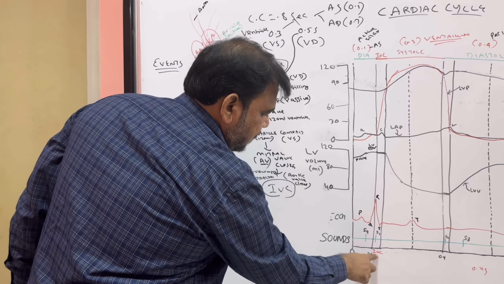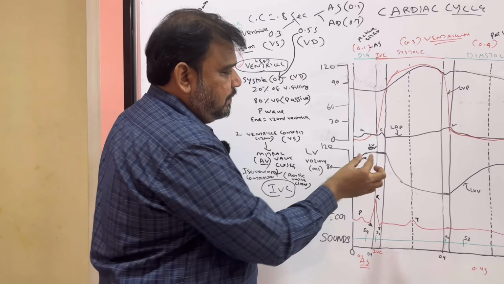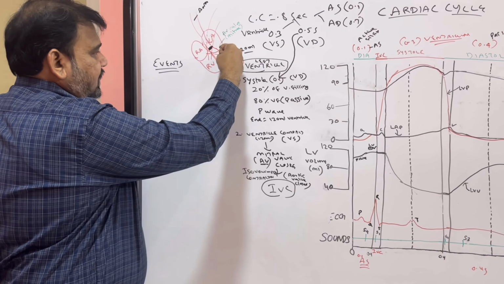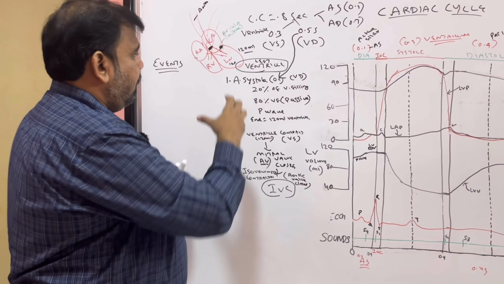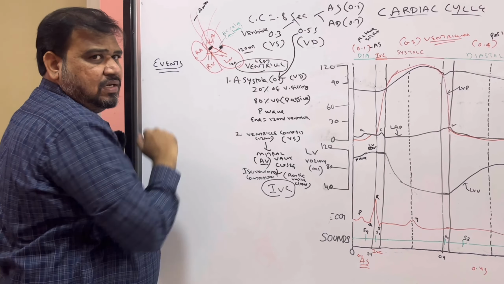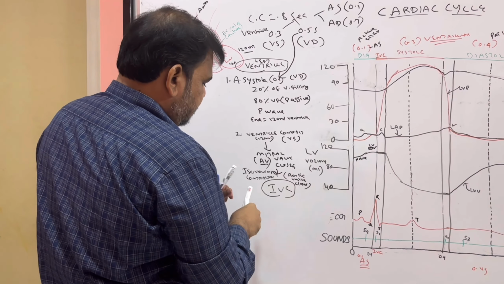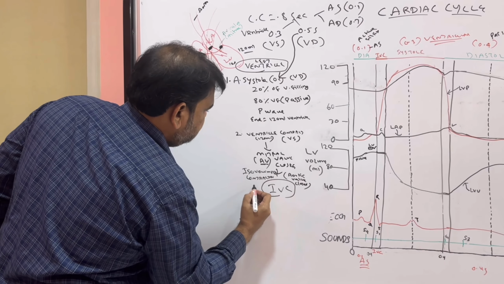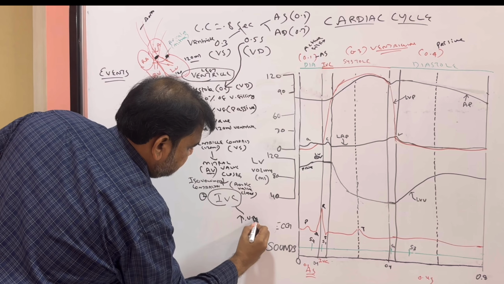Now what happens during this isovolumetric contraction phase? Iso means same, the volume remains same. The ventricle is contracting, both the valves are closed. What will happen? Just imagine. This is closed, this is closed. What will happen inside? The blood has to go out, so the pressure starts increasing. There is an increase in ventricular pressure. So this is the second event.